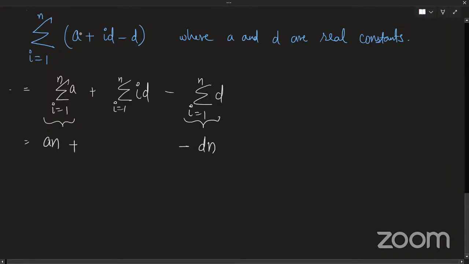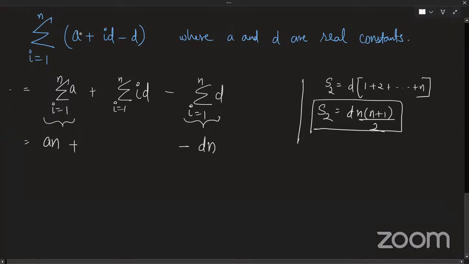And what about the center one? The center one is a little bit tough. Is it i d n? No, i is itself varying. So d into 1 plus 2 plus 3 and so on till n. Correct. So your center sigma is basically d into 1 plus 2 plus 3 so on till n, which is d into n plus 1 by 2. So it is d n into n plus 1 by 2, right?